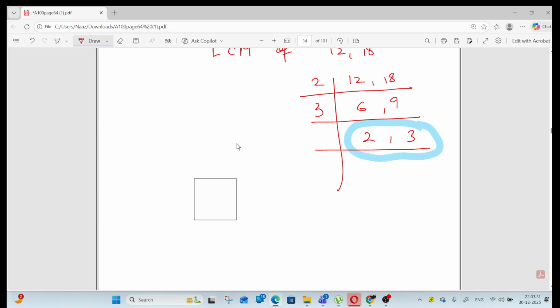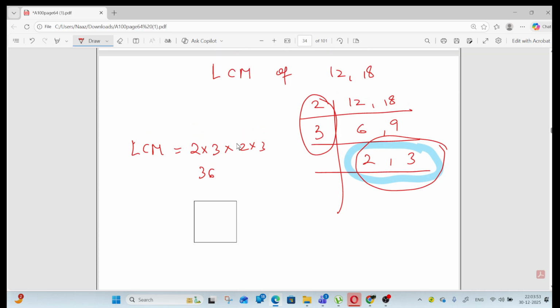Now, what is the LCM? We need to multiply this and this. So we do 2 times 3 times 2 times 3, right? How much? 36. Very good, 36.